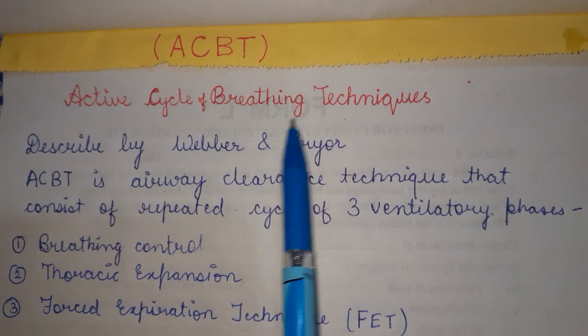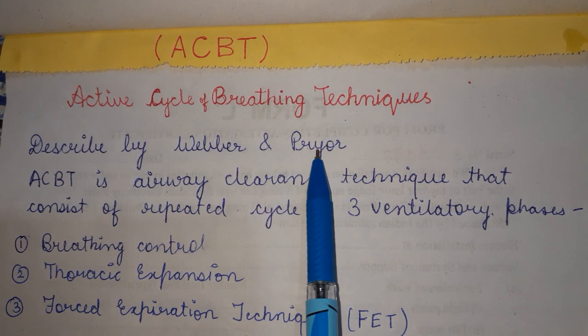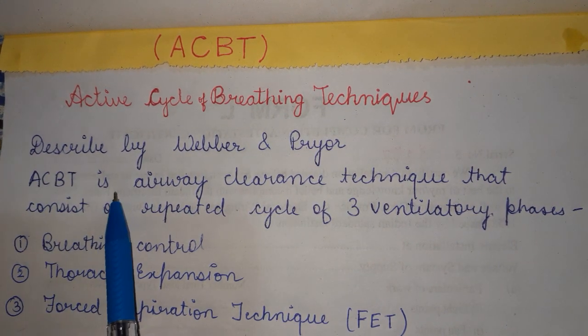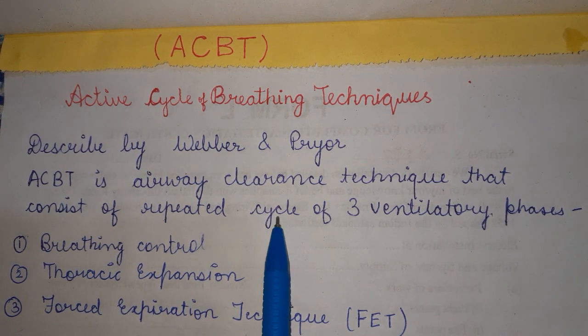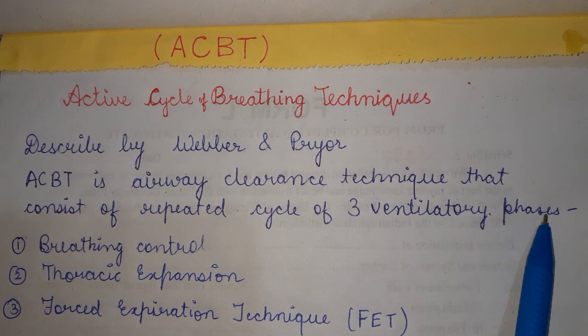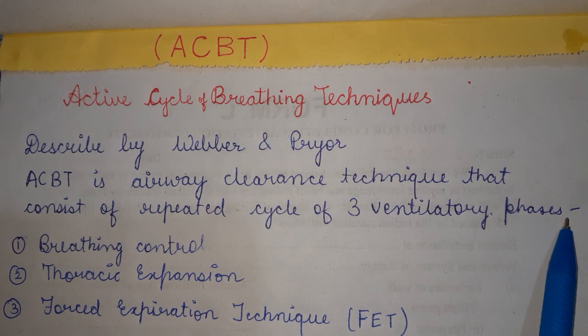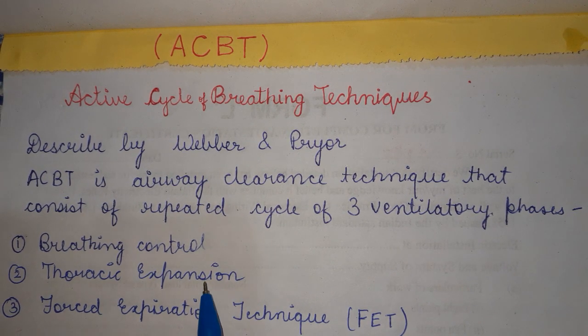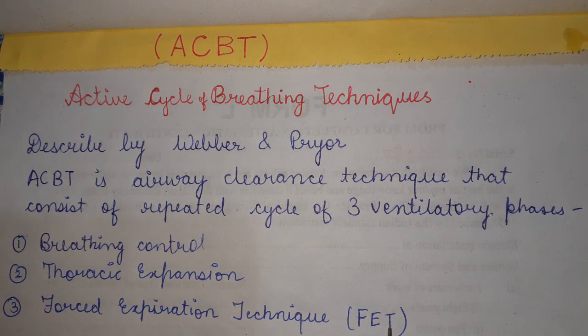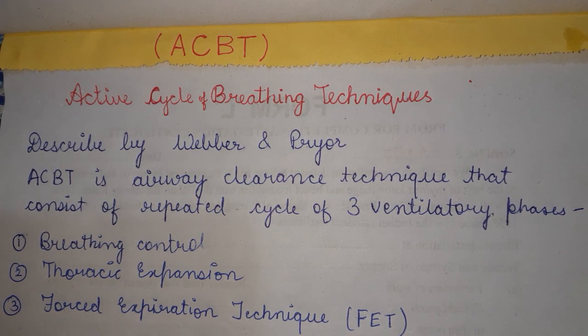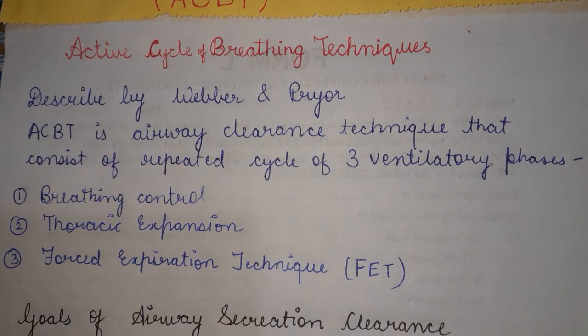It is described by Weber and Pryor. So definition is ACBT is airway clearance technique that consists of repeated cycle of three ventilatory phases. So the three ventilatory phases are breathing control, thoracic expansion and forced expiration technique. In short we called it FET. So exams में अगर FET आए तो आपको याद रखना है कि फुल फॉर्म क्या है, ठीक है.